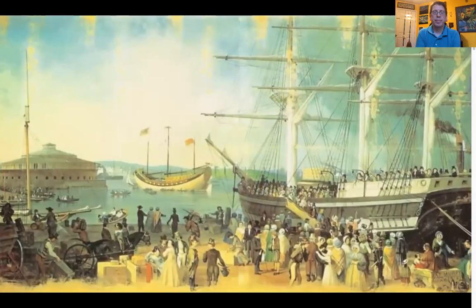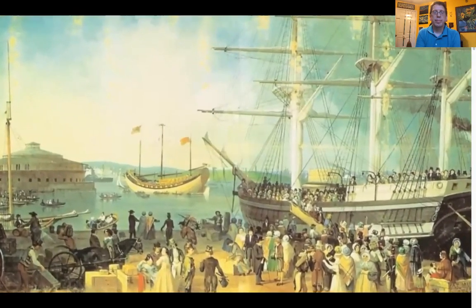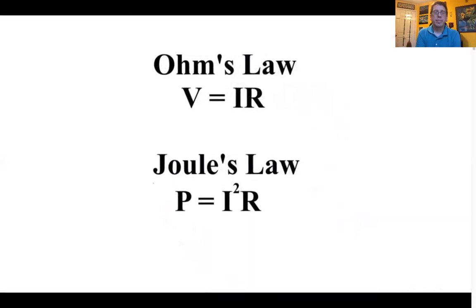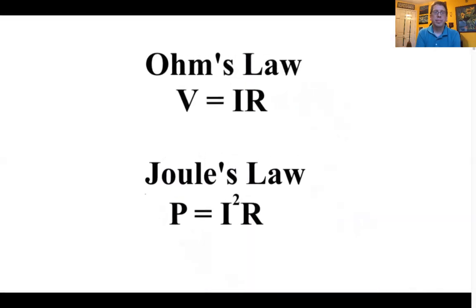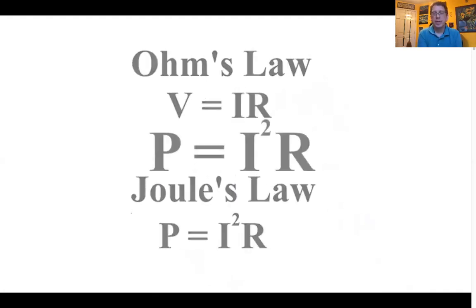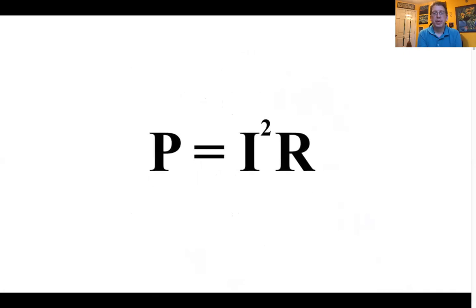Nikola Tesla, a Serbian electrical engineer, arrived in America in 1884. He brought with him the solution to Edison's problem. Tesla was an engineer and mathematician. He understood the science of the day, including Ohm's law and Joule's law, mathematical descriptions of the relationship between voltage, current, resistance, and power. Joule's law reveals Edison's problem.